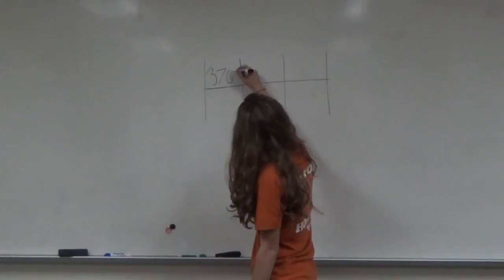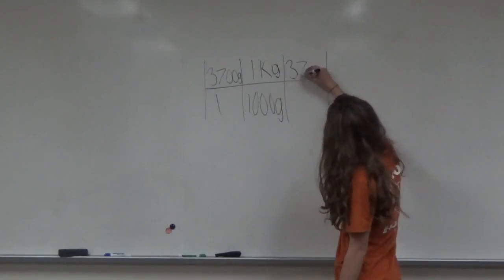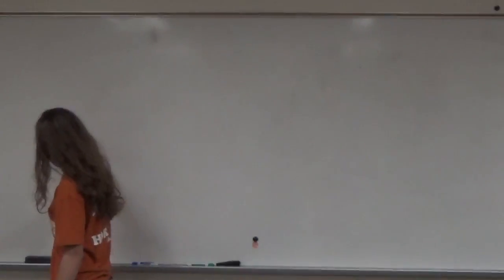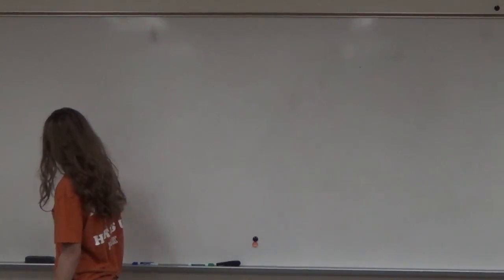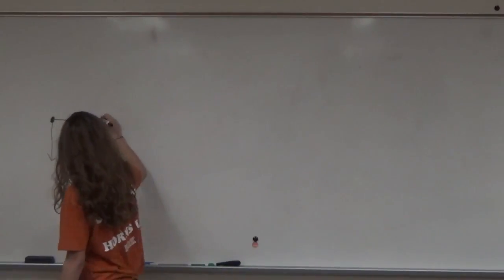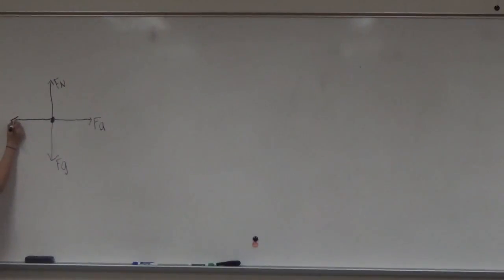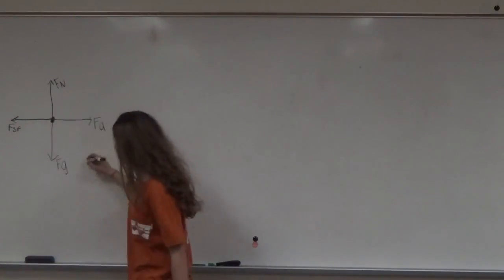Well, first of all, we need to convert 3,700 grams into kilograms, which works out to be 3.7 kilograms. Now, based on the problem, to find the coefficient of static friction, we need to make a free body diagram. There are four forces acting upon the box: the force gravitational, force applied, the force normal, and the force of static friction.